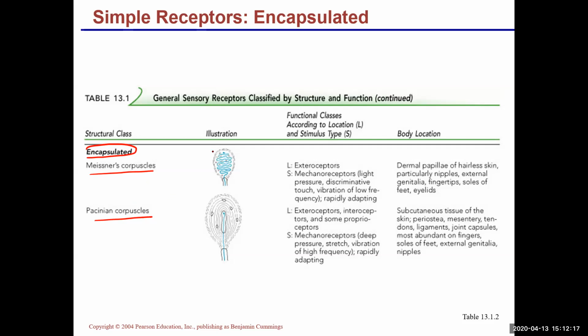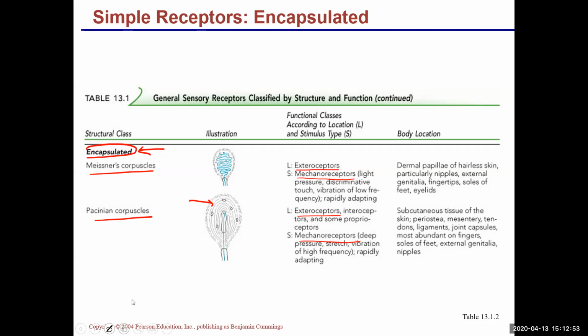And based on their location, they are exteroceptors. They are towards the surface of the skin, for example, mostly. And based on the stimulus type, they are mechanoreceptors. So you could see S is for stimulus type, mechanoreceptors, all right? And in this case, we're looking at structural complexity, and they happen to be simple, encapsulated. You will see the structures around it. It looks like a chopped onion in this case.